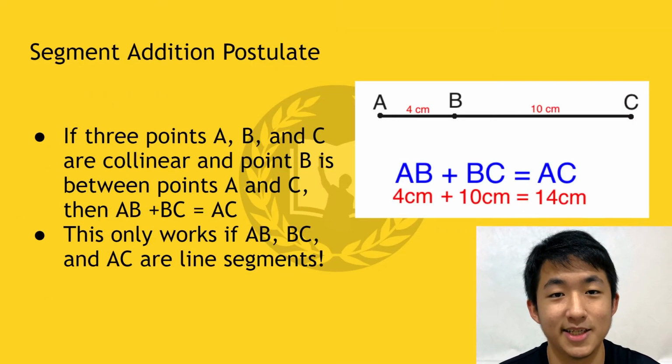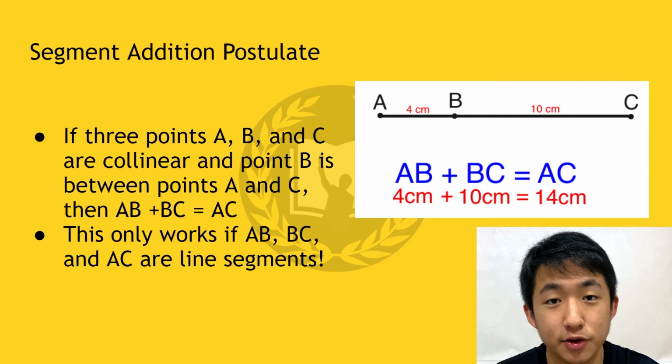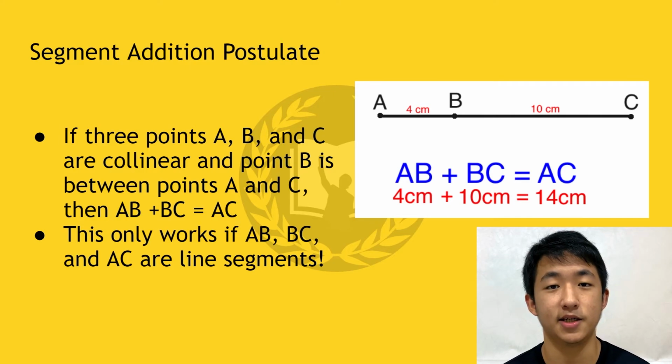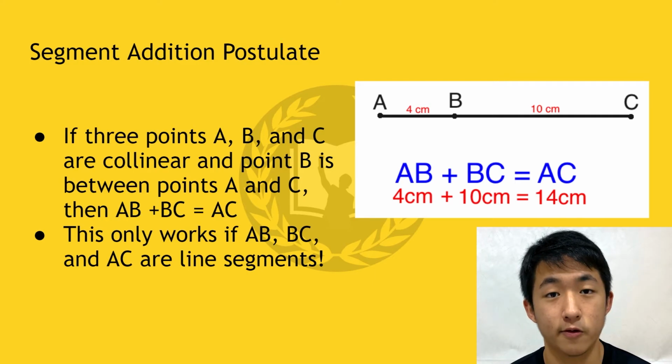Last but not least, let's move on to the segment addition postulate. This is another very intuitive and conceptual postulate. If 3 points A, B, and C are collinear and point B is between points A and C, then segment AB plus segment BC must equal segment AC. This can be seen in the example on the right. Segment AB is 4 cm long while segment BC is 10 cm long. Therefore, the length of segment AC is 4 plus 10, 14 cm long.